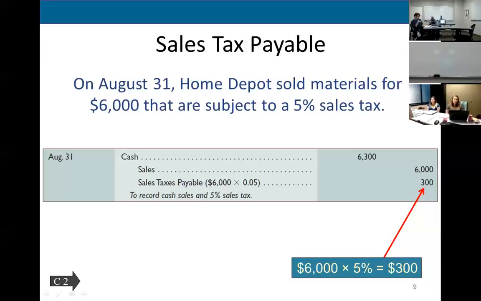But your cash asset would increase by $6,300. Sales would be credited for $6,000. Sales tax payable credited for $300.